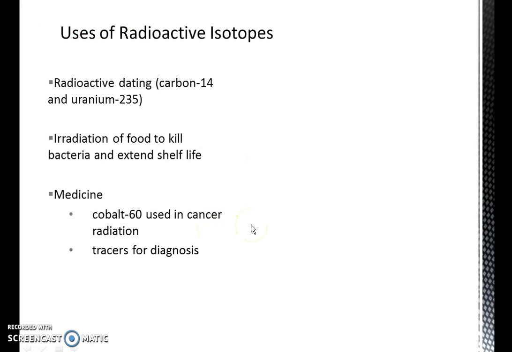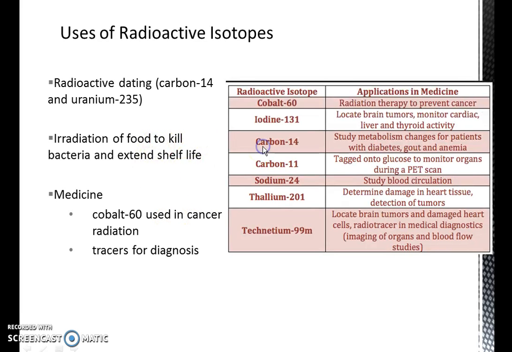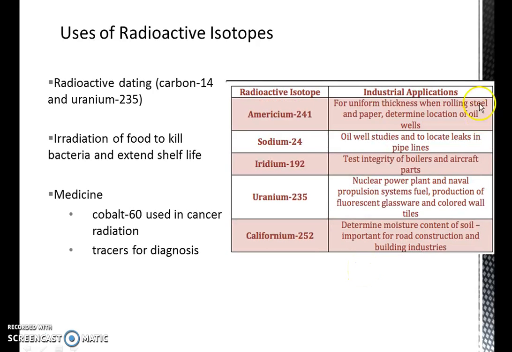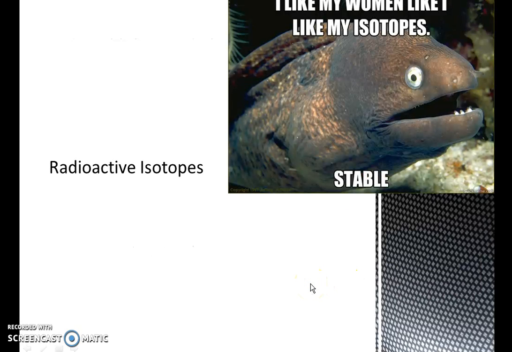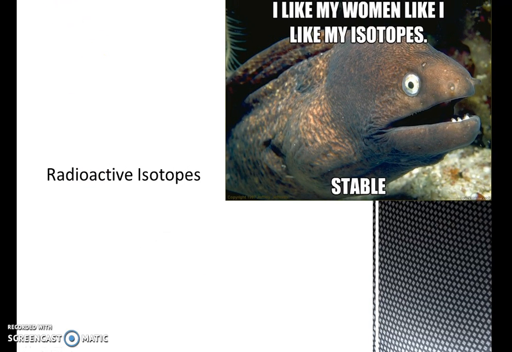Alright, some uses of radioactive isotopes for you. Some you're probably familiar with is carbon dating and also dating with uranium-235. And then also there are industrial and medical uses. This chart gives you a little better picture of some common radioactive isotopes that we use in medicine. So you can see things like PET scans, locating tumors, and all of that sorts of things. And then also industrial applications here as well. Okay, so let's talk about radioactive isotopes.